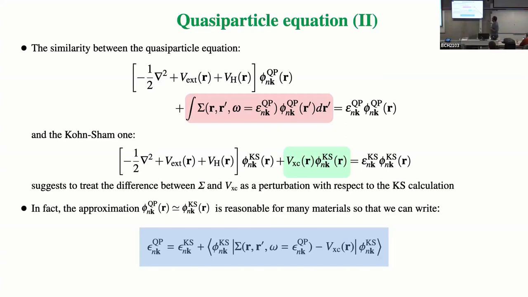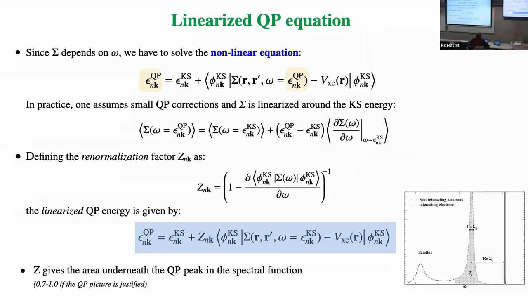Now, the main assumption is that the quasi-particle amplitudes, the quasi-particle orbitals, are equal to the Kohn-Sham ones. And under this assumption, after some math, what you get is that the quasi-particle energy, the solution of this problem here, can be written as the Kohn-Sham energy plus a correction term. But again, this correction term contains the quasi-particle energy inside the self-energy. So this is a non-linear problem. In principle, we can solve it, provided that we know the frequency dependence of the self-energy along the real axis. But this is expensive. And usually, the quasi-particle energies can be seen as a small correction to the Kohn-Sham ones.